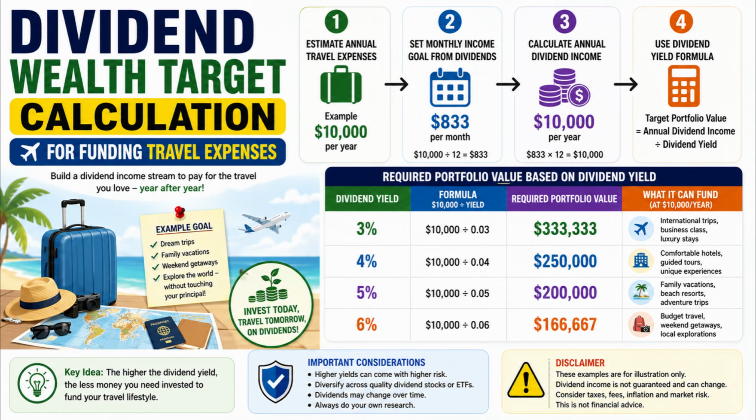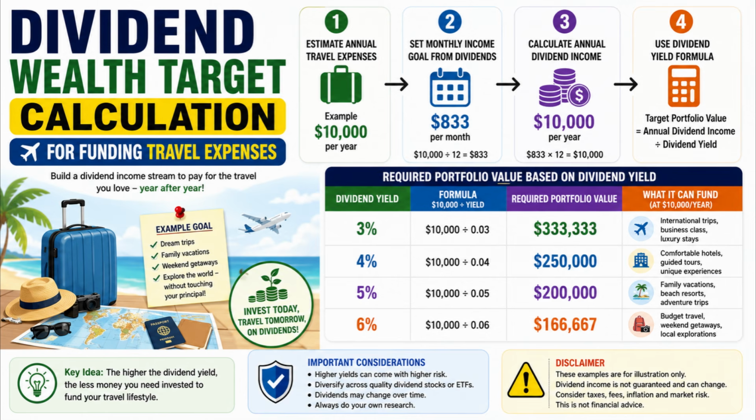In this video, we will discuss dividend wealth target calculation for funding travel expenses. To begin with, this example shows how dividend income can be used to estimate the amount of invested capital needed to help fund travel expenses year after year. Instead of only saving money for every trip, the idea is to build a dividend income stream that may help pay for vacations, weekend getaways, family trips, or even dream travel goals.